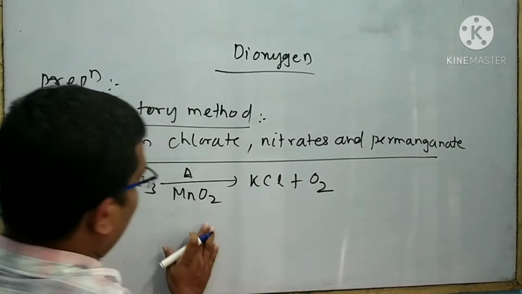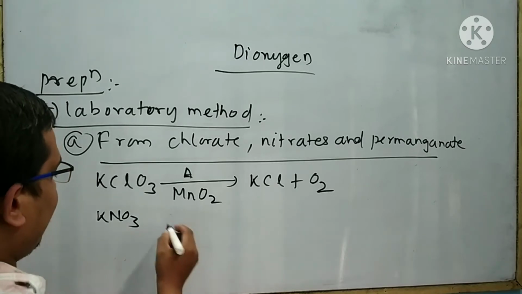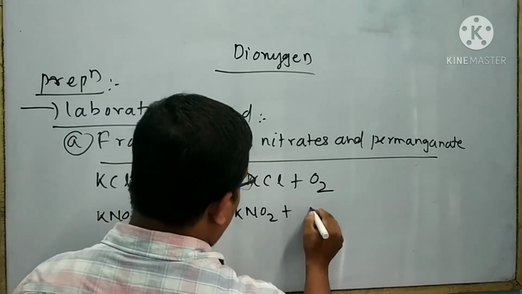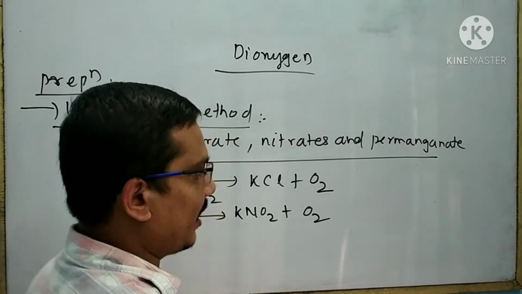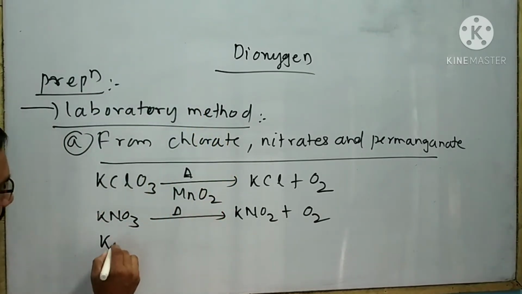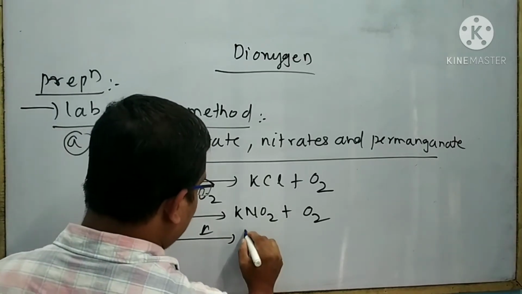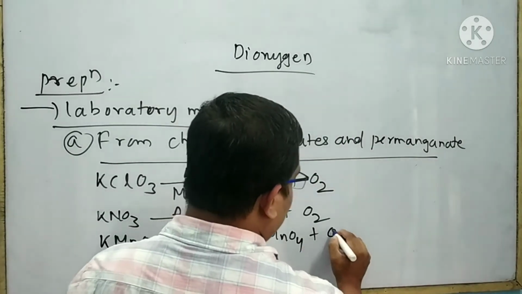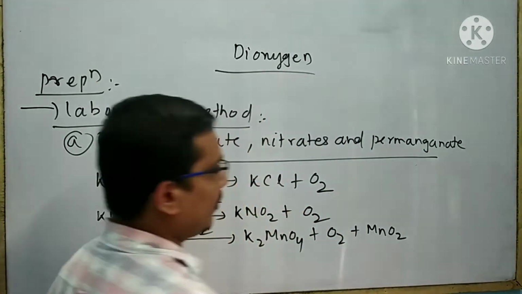Similarly, I will take an example of nitrate. Suppose I take potassium nitrate. When potassium nitrate is heated, potassium nitrite and dioxygen are formed. Similarly, I can take an example of permanganate. Suppose I take potassium permanganate. When potassium permanganate is heated, potassium manganate is formed. Also dioxygen is formed, and also manganese dioxide is formed.